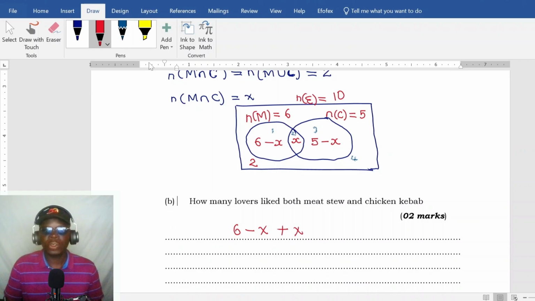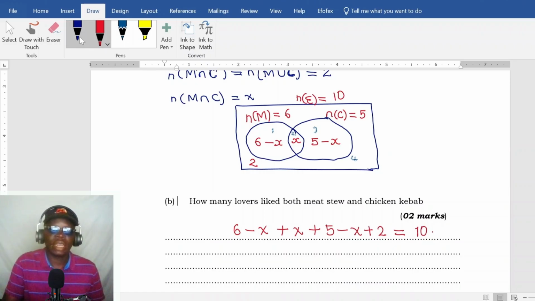Then we move to reason 3 plus 5 minus x, and we move to reason 4. We had here 2, so we say plus 2, and this must give us the universal 10, the total number of lovers who went out for that picnic. Now we can move on and start solving it out.